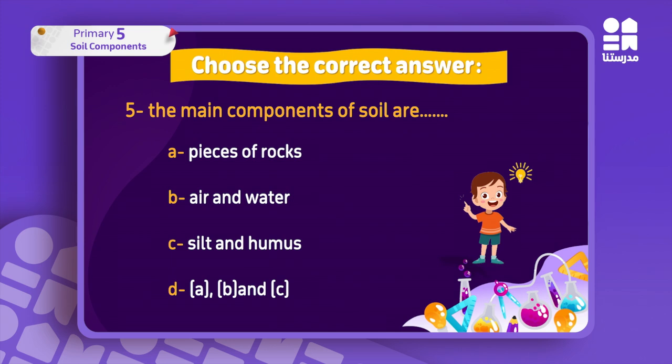Number 5, the main components of soil are pieces of rocks, air and water, silt and humus, or all of them? A, B, and C. Of course, the choice will be A, B, and C.